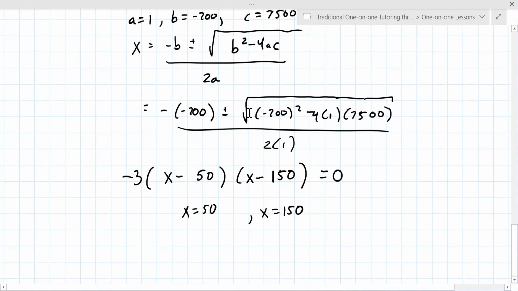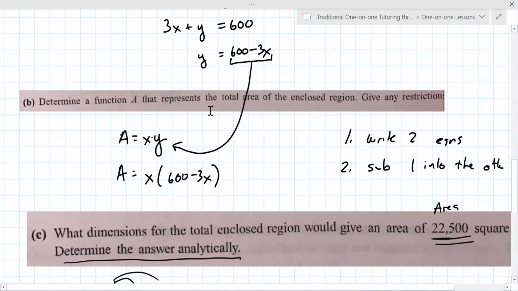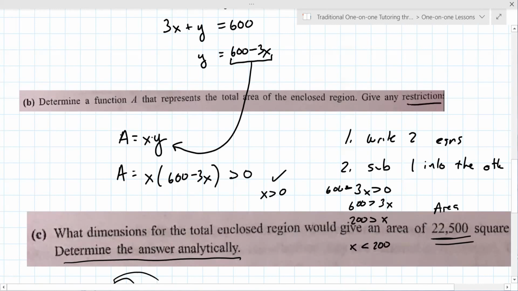Now, we didn't do something early on here. It said in one of these earlier questions to give any of the restrictions here. Basically, the area has to be greater than 0. And so you basically say, okay, I'm going to set each of these parts greater than 0, so x has to be greater than 0, check. 600 minus 3x has to be greater than 0. So when you move some things around, you get 600 greater than 3x, divide by 3 on both sides, so you get x less than 200. So that's your restriction. Your restriction here is that x is between 0 and 200. And you do that by setting each of these pieces greater than 0.